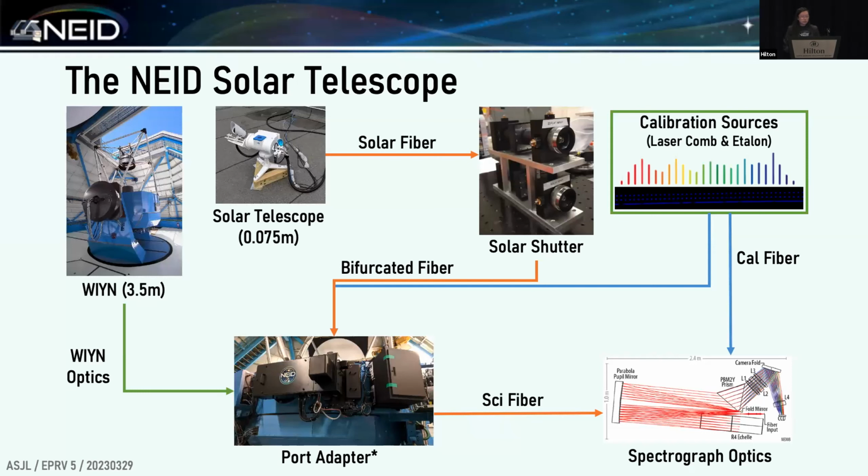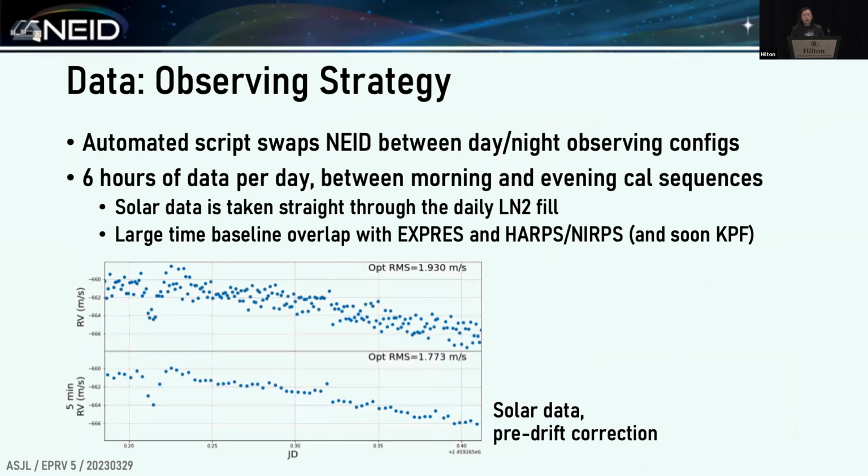The way that we actually observe with the solar telescope on NEID is that we have an automated script that swaps NEID between the day and night observing configurations. This is all automated. It's worked really well for us so far, with pretty much no human intervention required. We take 6 hours of data per day between the morning and evening cal sequences. We take data straight through our daily liquid nitrogen fill.